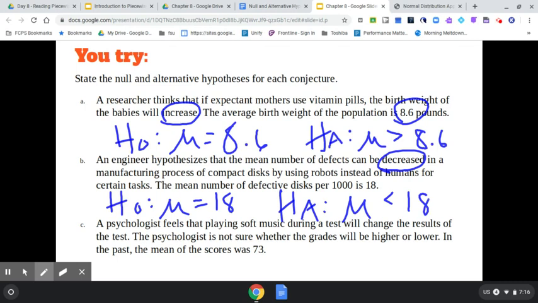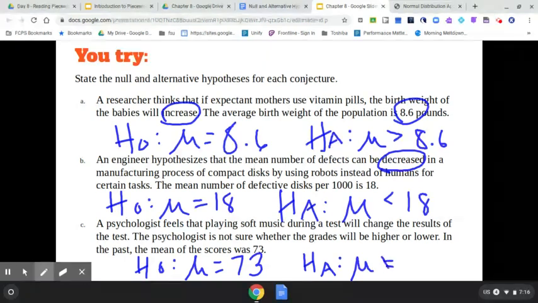All right, final example. A psychologist feels that playing soft music during a test will change the results of the test. The psychologist is not sure whether the grades will be higher or lower. In the past, the mean of the scores was 73. All right, the null hypothesis is mu equals 73. For the alternative hypothesis, we're not sure what's happening to that value, so we're just going to pick the not equal to case. We're not sure whether it's going up or down.